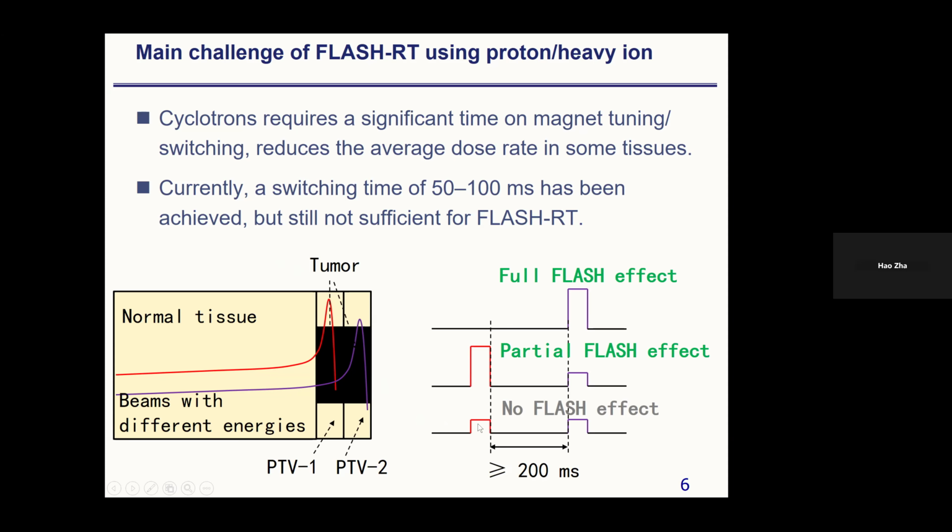If we look at the zone of PTV2, it is scanned only once, so it has a full flash effect. But PTV1 is irradiated twice, one pulse higher and another lower, so it has a partial flash effect. And for the normal tissue, which we want to protect, it is scanned twice, so the average dose rate is low and it loses the flash effect.